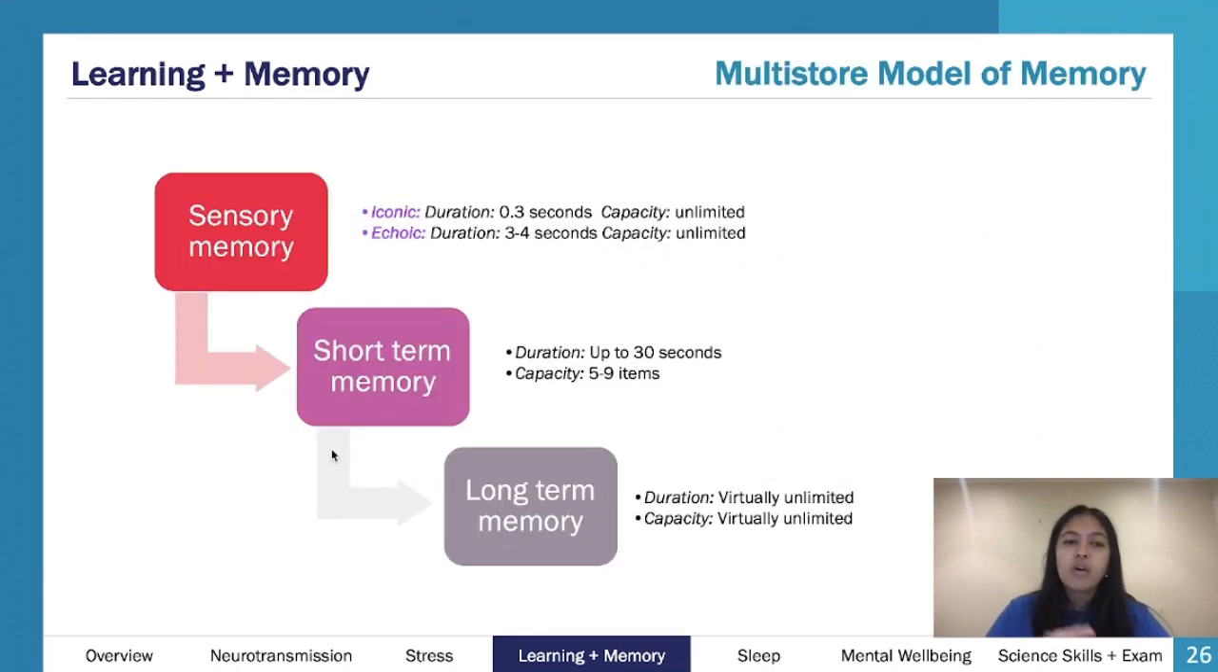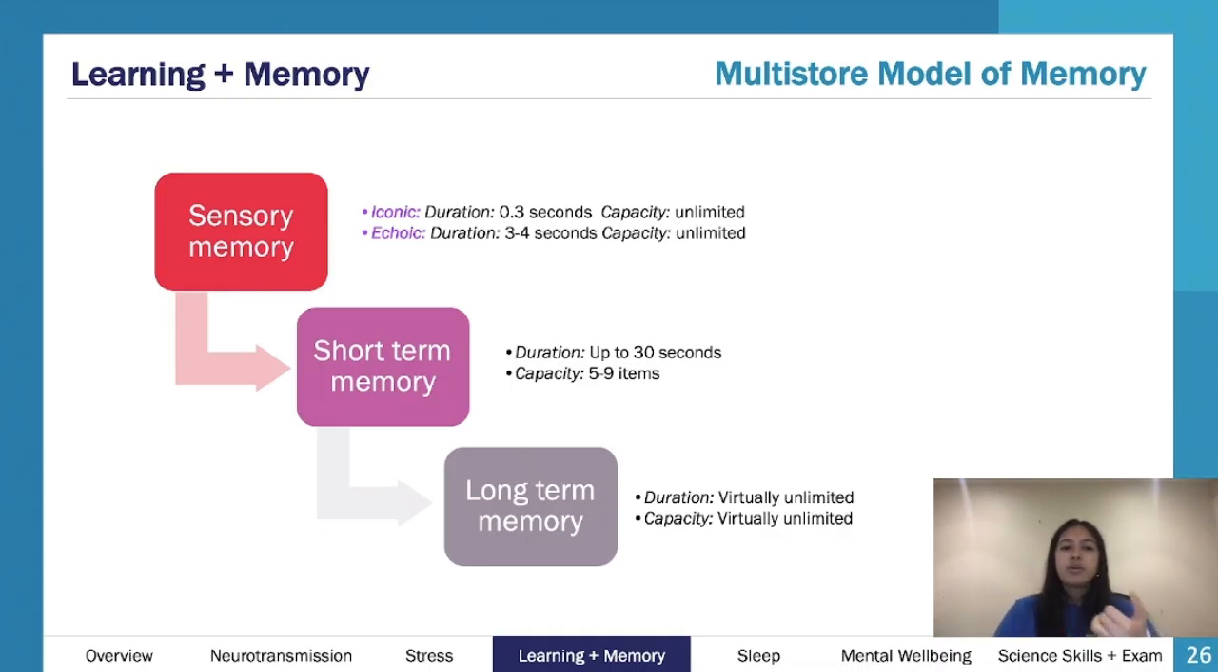Okay, so looking at our multi-store model of memory, this is very, very important, your Atkinson-Shiffrin model. So you've got your three main stores: your sensory, your short-term, and your long-term. Your sensory memory, very much in the name, is your senses, and basically it's flooded with everything that's going on in the environment around you. And your short-term memory, the point is basically to filter it, and you're going to pay attention to certain things. And then if you want to, that'll go into long-term memory if it's something important that you want to keep in your head, basically.